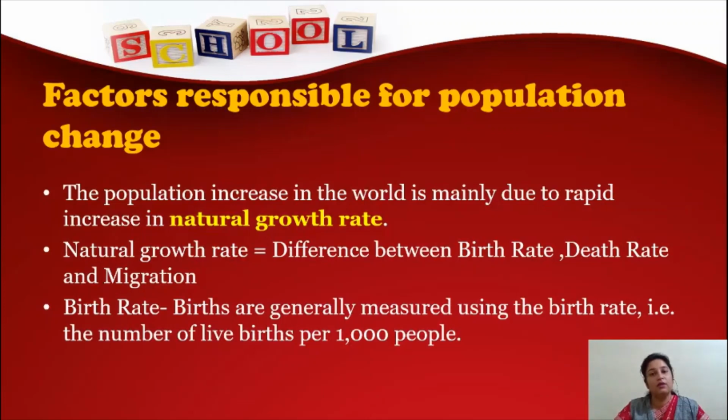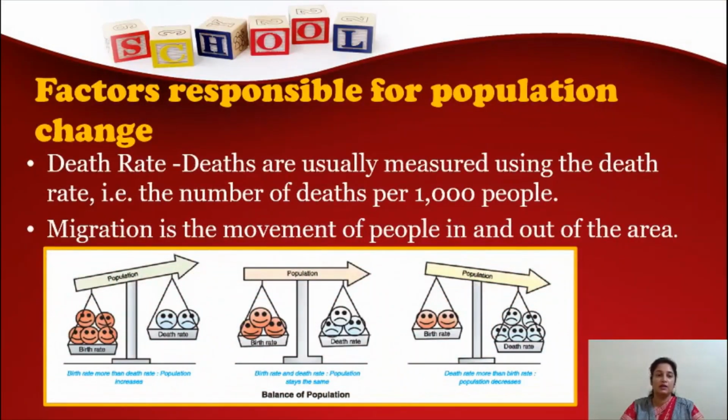Factors responsible for population change. Number 1, the population increase in the world is mainly due to rapid increase in natural growth rate. Natural growth rate means the difference between the birth rate, the death rate and migration. Now what is birth rate? Now births are usually measured or calculated with the help of birth rate, that is the number of live births per 1,000 people. Death rate.